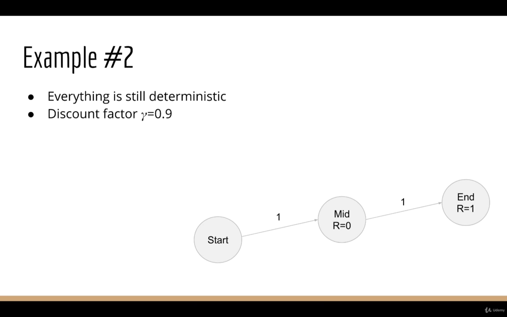For our next example, I'm going to add a third state. Note how everything is still deterministic. Therefore, every game just has 3 steps, start, middle, and end. The reward again is 1 for arriving in the end state and 0 otherwise. Gamma remains as 0.9. As you already know, our job is to find v start, v middle, and v end. So see if you can do this on paper before we move to the next slide.